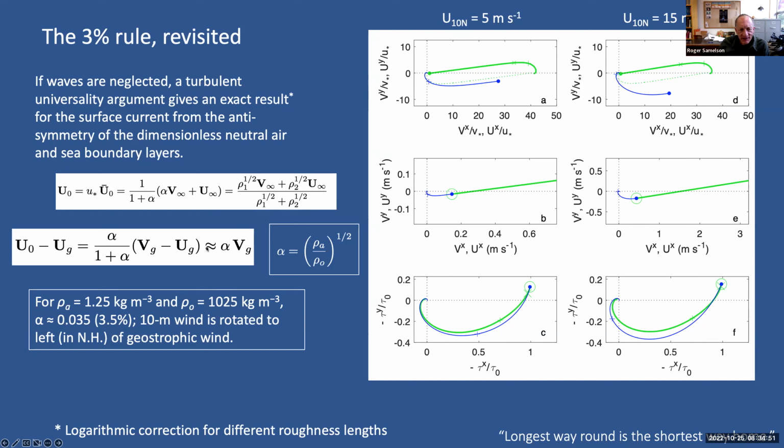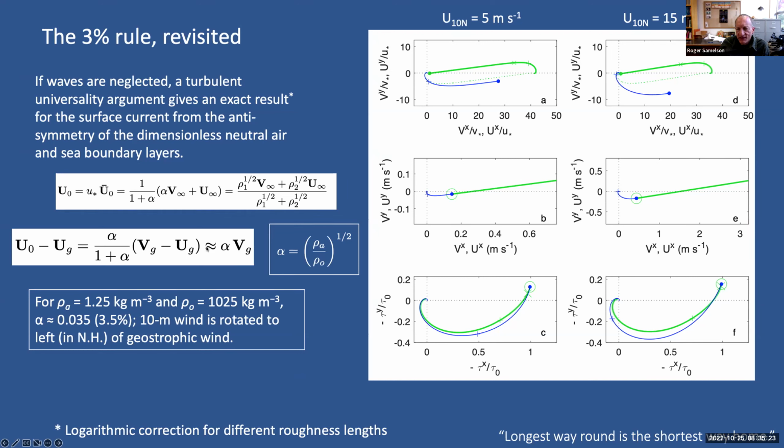And in fact, you get something like the 15-degree rotation as well, because the 10-meter wind is rotated to the left of the geostrophic wind, and the implied anti-symmetry of the dimensionless turbulent boundary layers is what gives you the result, and it effectively gives you an interpolation formula between the two free stream velocities where the weights are just the square roots of the respective densities.